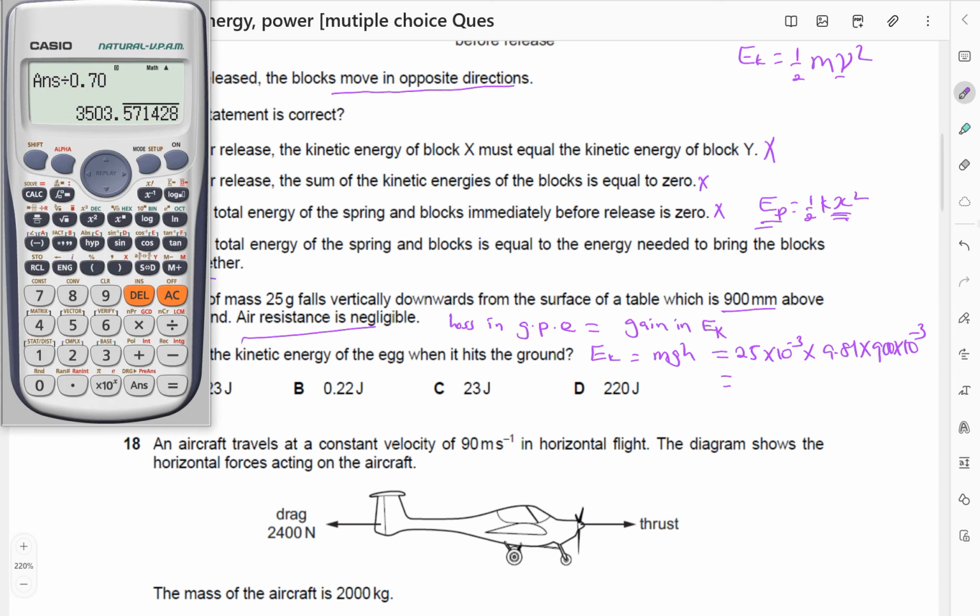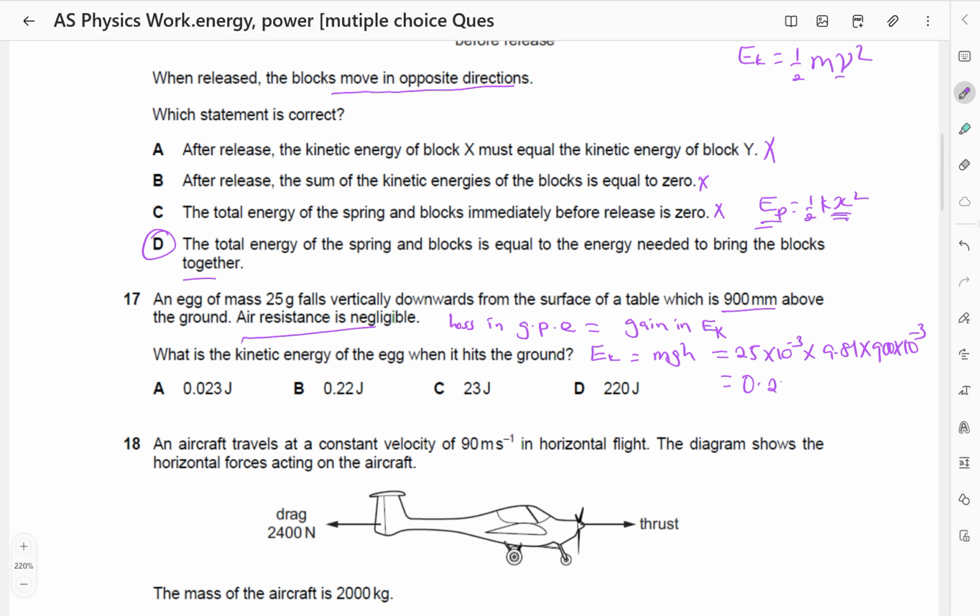So we check this with our calculator. 25 times 10 power negative 3 times 9.81 times 900 times 10 power negative 3. So this is giving me 0.22 joules. So it means my answer is going to be B.